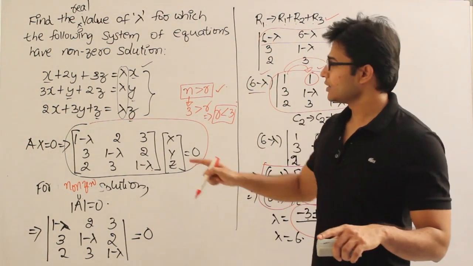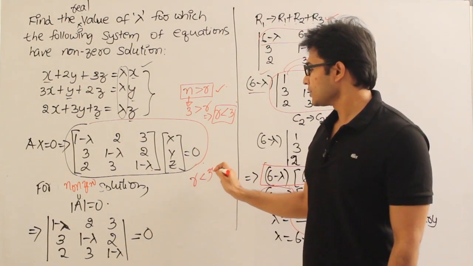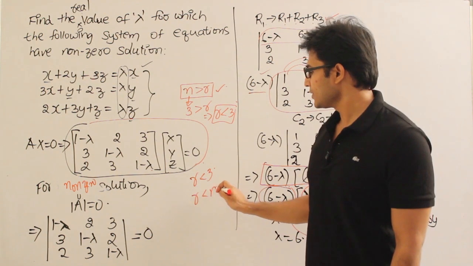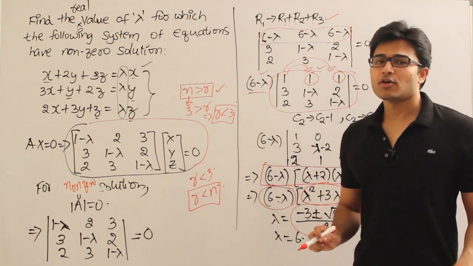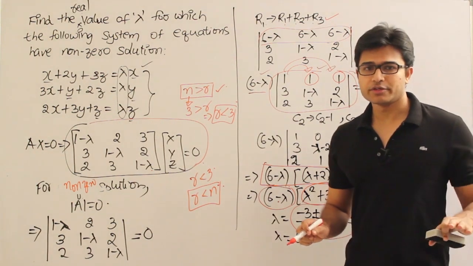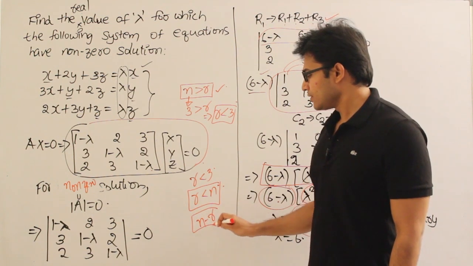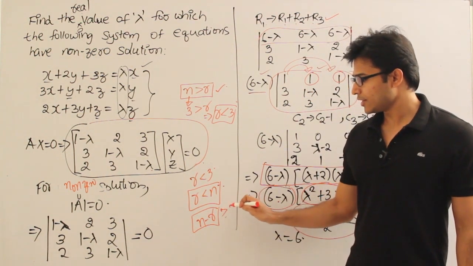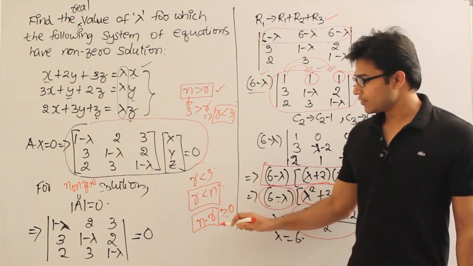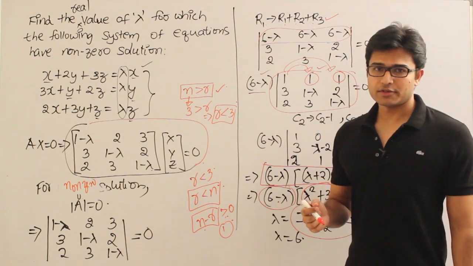What does it mean? If the determinant is 0, then definitely rank is less than 3, which means rank is less than n. Then what can we say? We can say that there will be at least one non-zero solution, because there will be exactly n minus r linearly independent solutions, and n minus r is definitely greater than 0 here, isn't it? Which means it will be at least 1. Therefore, there will be at least one non-zero solution. Okay.